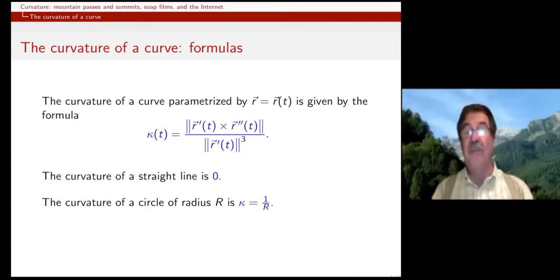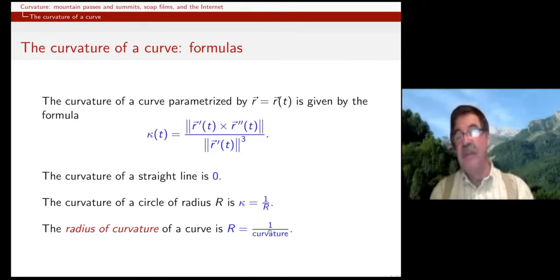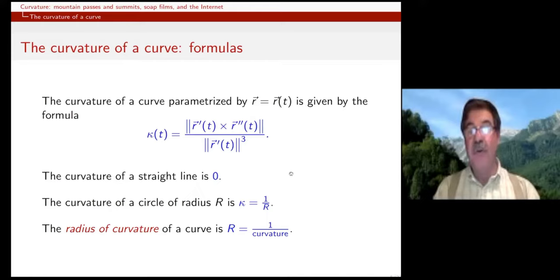The curvature of a circle of radius r, well, that's a little more tricky, but there is a formula, so we can compute it. And it turns out that it's 1/radius. That's a computation. But actually that explains a word that you may have heard before, which is that for a curve, you have something called the radius of curvature. Based on this formula, you just solve for the radius in terms of the curvature. So the radius of curvature is 1/curvature. That's another name for that. And you can hear that for a road or something like that.